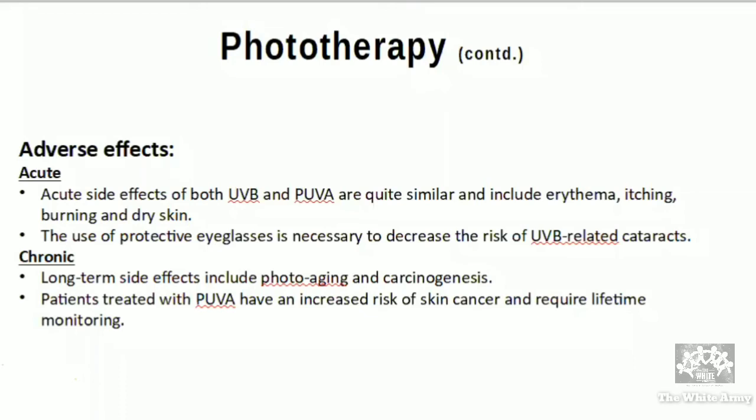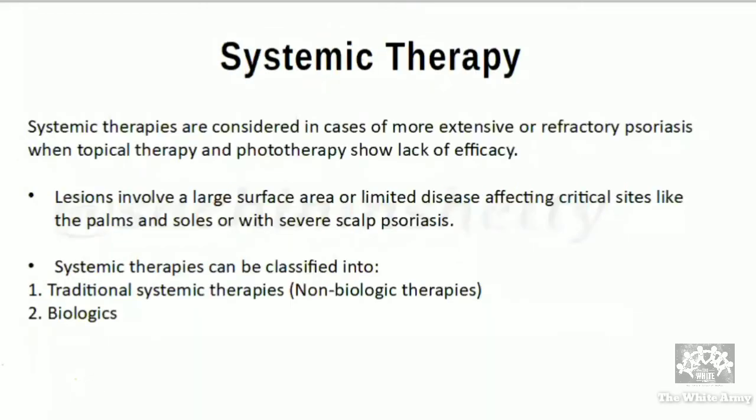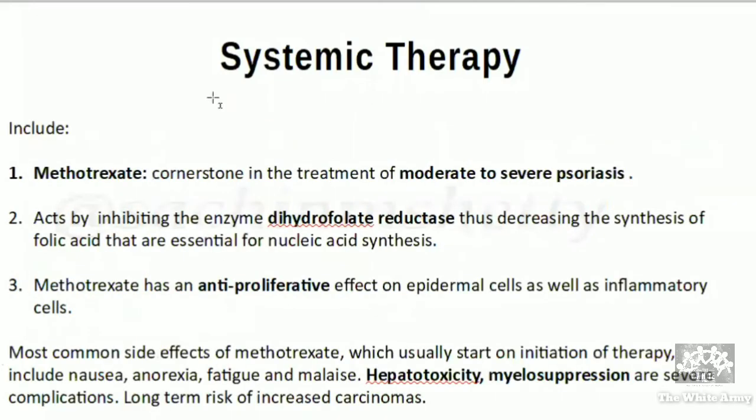Now let's discuss the systemic treatment for psoriasis. In moderate to severe cases, systemic treatment is very important. This systemic treatment has been further divided into traditional systemic treatment and biologicals, because recently, so many biologicals have been introduced in the market, so you can give either traditional or biologicals. The main side effect of biologicals being the cost, right?